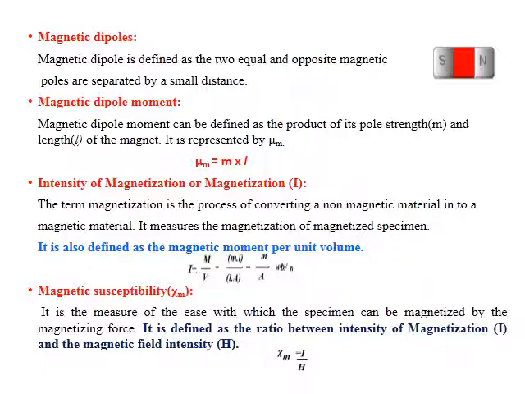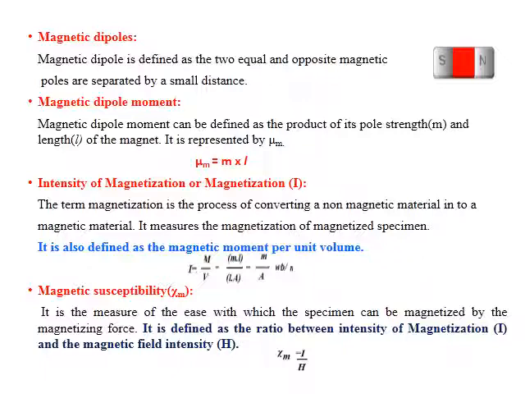Technically, it is defined as the magnetic moment induced per unit volume, which is represented by the term I. It is equal to M by V. Here M is nothing but the total number of magnetic dipole moments, and V is the volume. So the total number of dipole moments per unit volume is called intensity of magnetization, or magnetization.